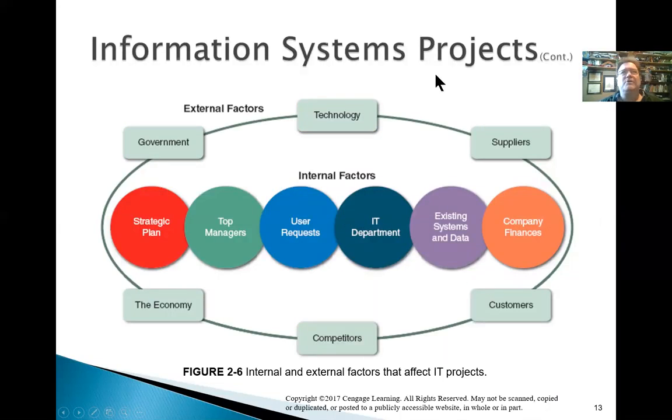Where do IT projects come from? It's like the birds and the bees of IT. Where do IT projects come from? Because when you go into industry, you can't just work on whatever. There's got to be a reason these projects pop up. And I liked how this thing broke it up into external things happening outside of your business.